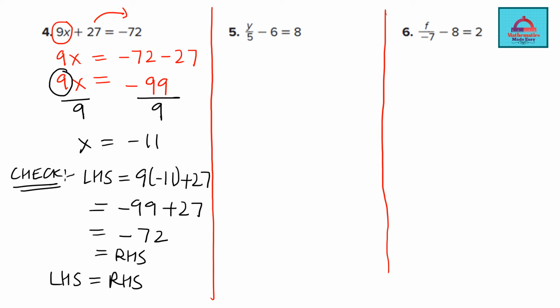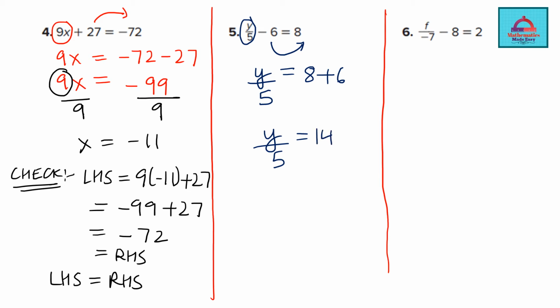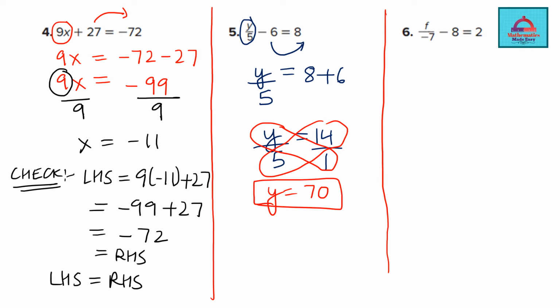Let's solve another equation. Here we need to find value of y. So I'm going to move 6 to the other side. 8 plus 6 equal to y divided by 5. So here y is divided by 5, and we can very well apply the property of cross multiplication. So just multiply like this in the form of a cross. So the value of y would be 14 multiplied by 5, which is 70. So y equal to 70 is the answer. Again, you can check your answer by putting back in the equation.